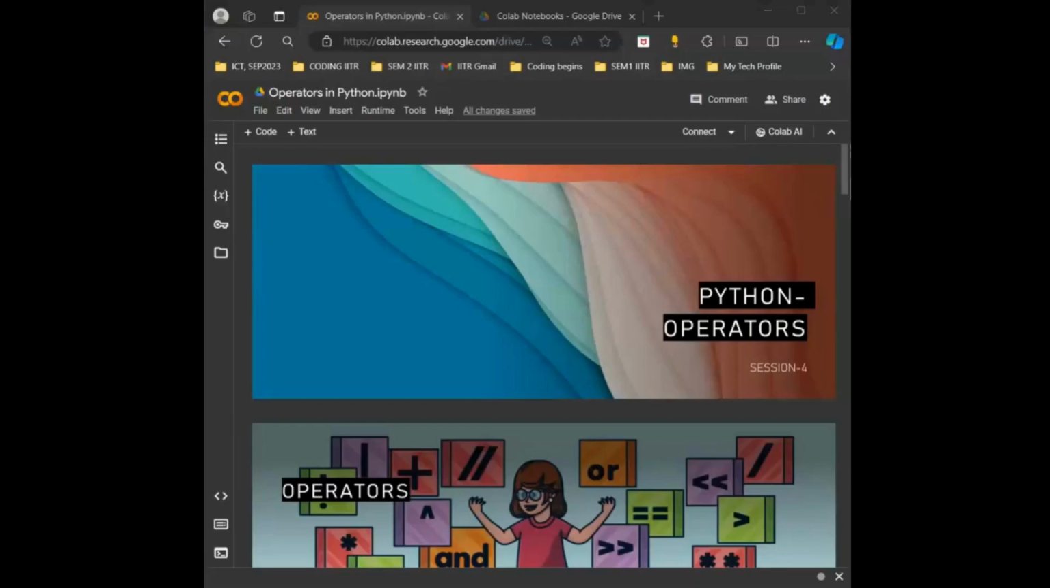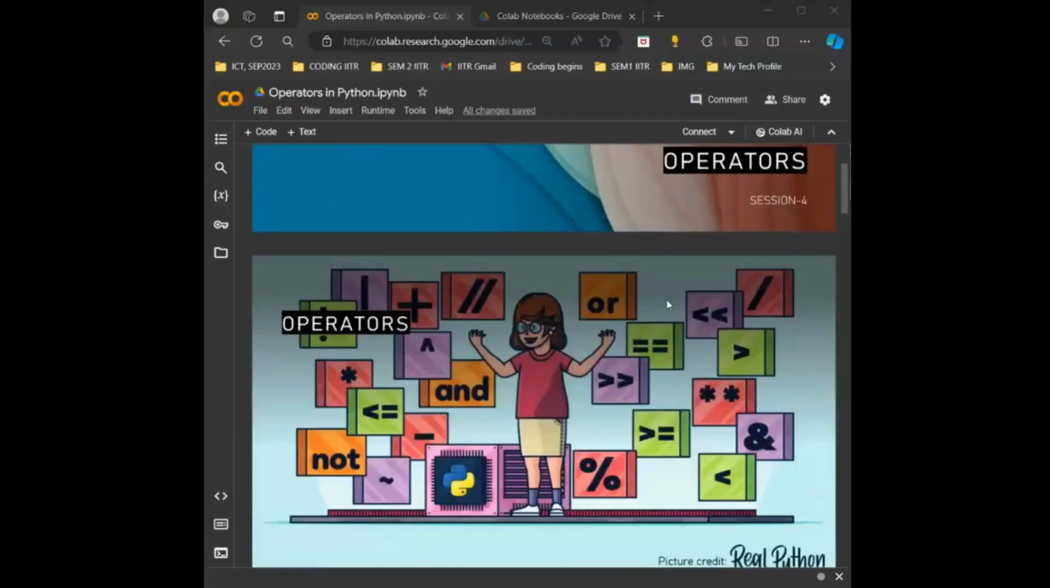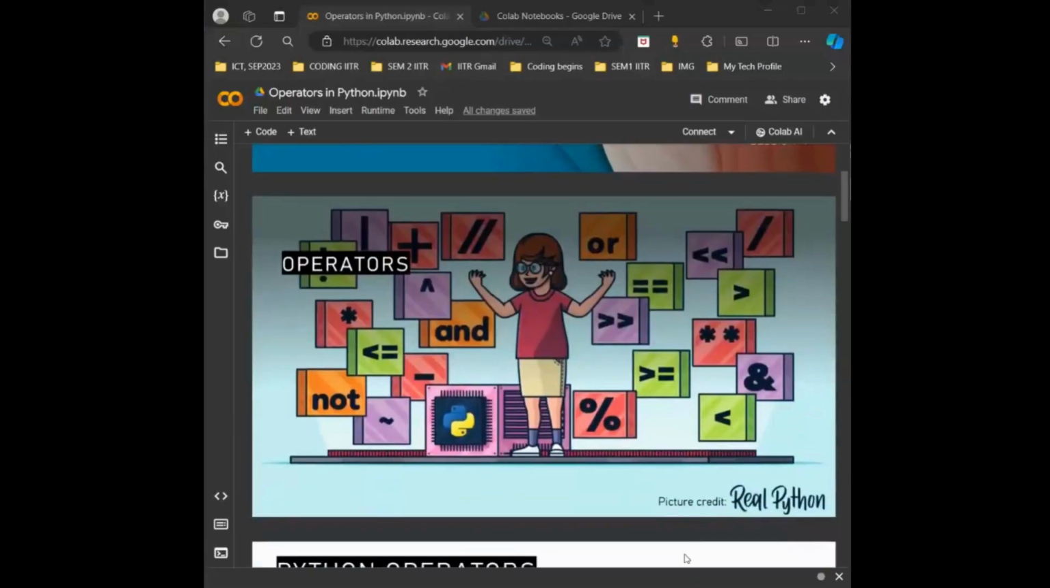I want you to have a look at this picture, operators, wherein you see that we have a lot of symbols here. Somewhere you can see some words also written. There are symbols, there are special characters, there are some words written. Each is an operator in Python and holds special meaning.